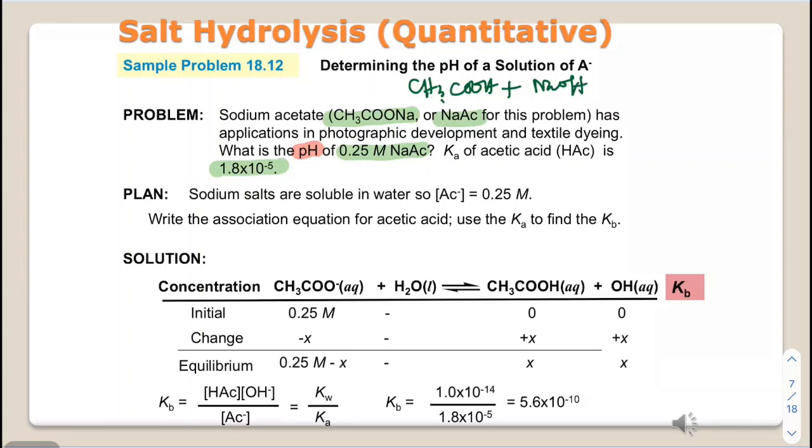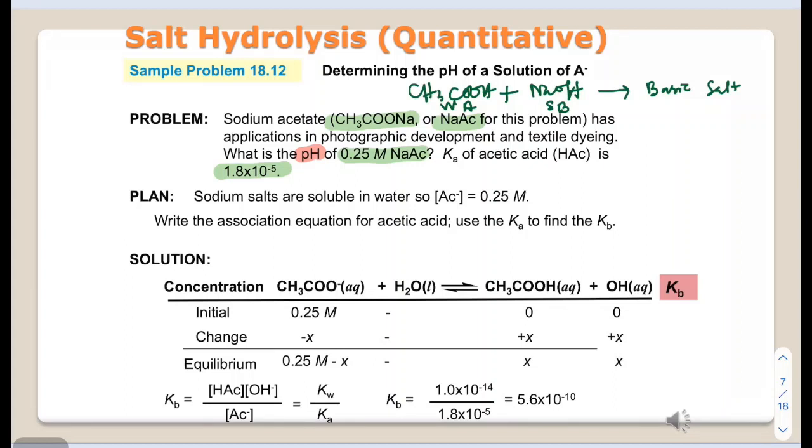A reaction between a weak acid and a strong base will produce a basic salt. Why does it produce basic salts? Because during the hydrolysis, the acetate ion will produce hydroxide ion. So let's look at the quantitative method, how to calculate the pH. To calculate the pH, we have to write the salt dissociation. So we have CH3COONa that dissociates into CH3COO- and also Na plus ion.